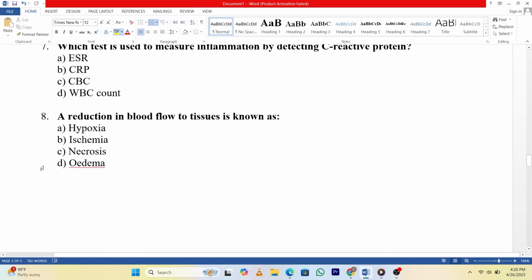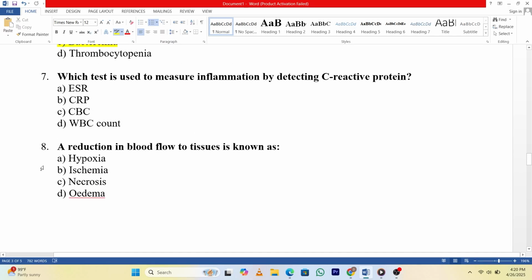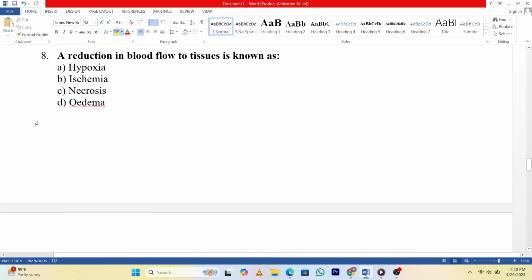7. Which test is used to measure inflammation by detecting C-reactive protein? A. ESR. B. CRP. C. CBC. D. WBC count. Answer: B. 8. A reduction in blood flow to tissues is known as: A. Hypoxia. B. Ischemia. C. Necrosis. D. Edema. Answer: B.